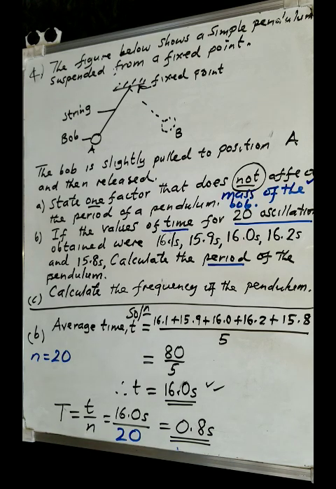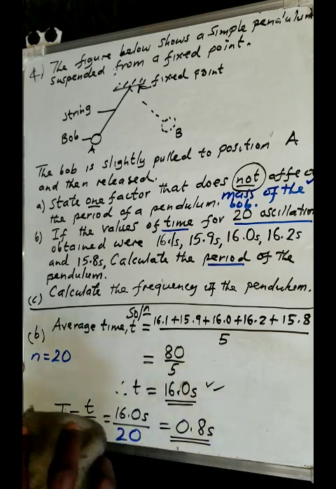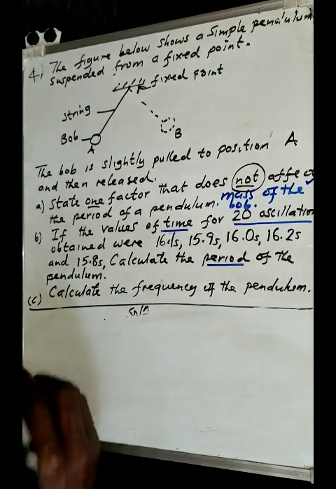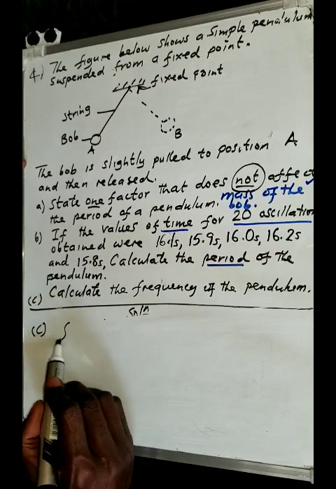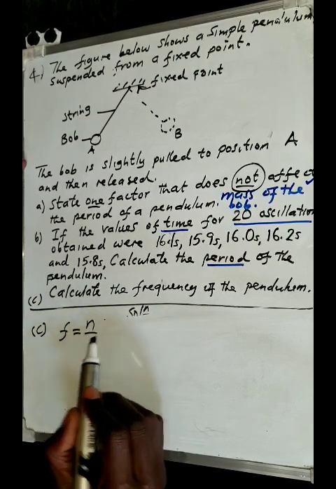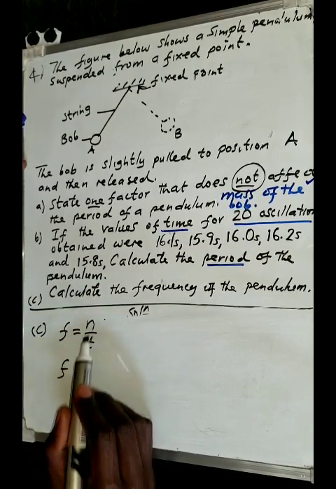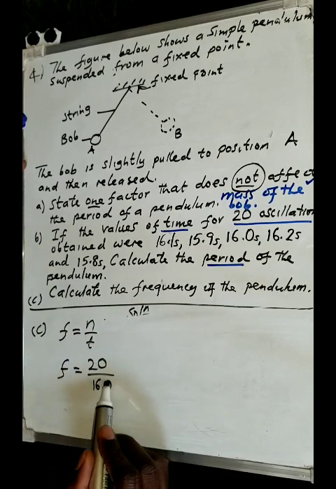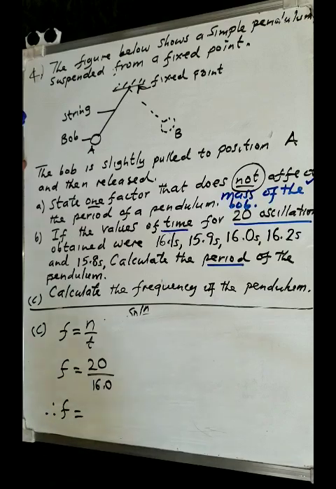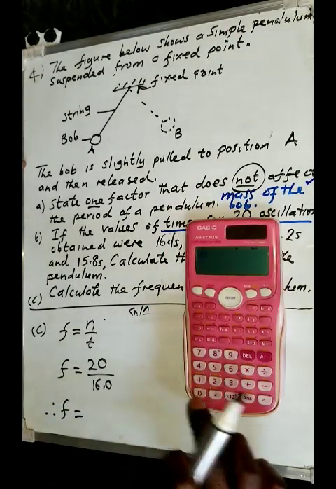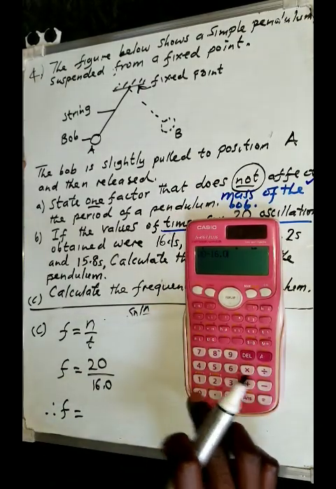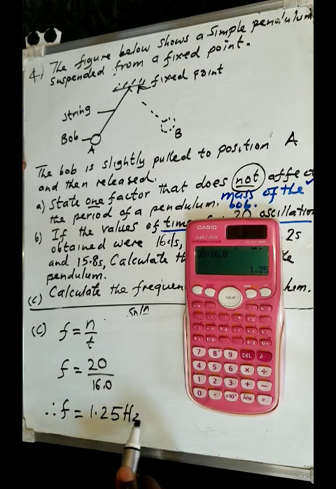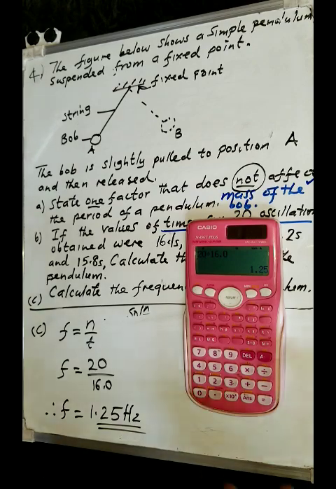Then after we calculate that, the question says calculate the frequency of a pendulum. That's the C part. So for the C part, remember frequency is equal to number of oscillations over time. The number of oscillations was 20, and the average time is 16.0. So what is that going to give us in this case? So it is 20 divided by 16.0, or just 16, it will give you 1.25, and that is going to be in hertz. So that is what you need to remember.